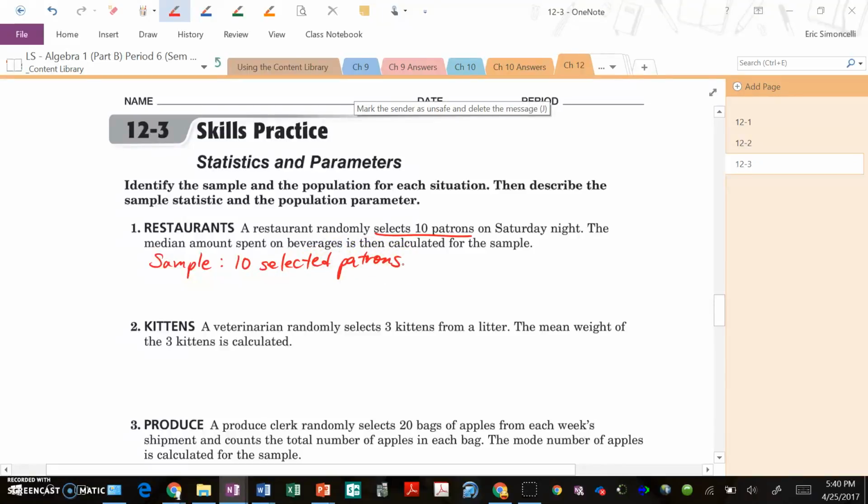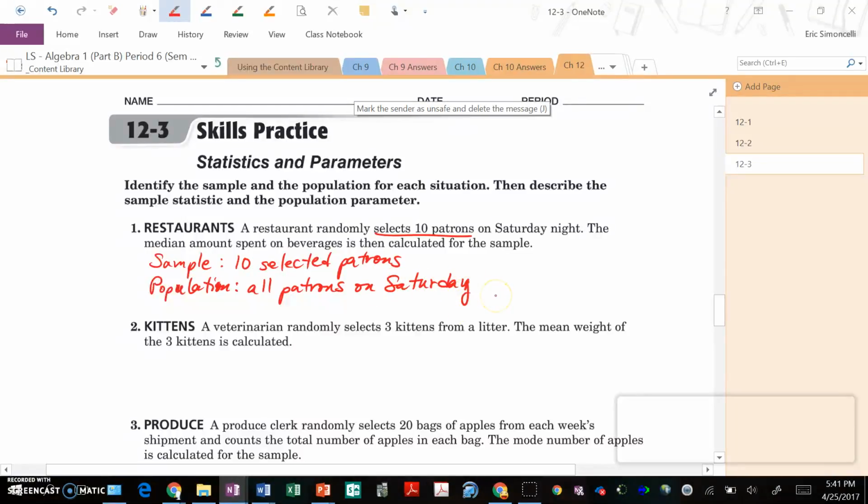Which then speaks to the population next. Usually the population follows the sample, population being larger than the sample. And that particular population speaks to all patrons on Saturday. And then we talk about the sample statistic and the population parameter.